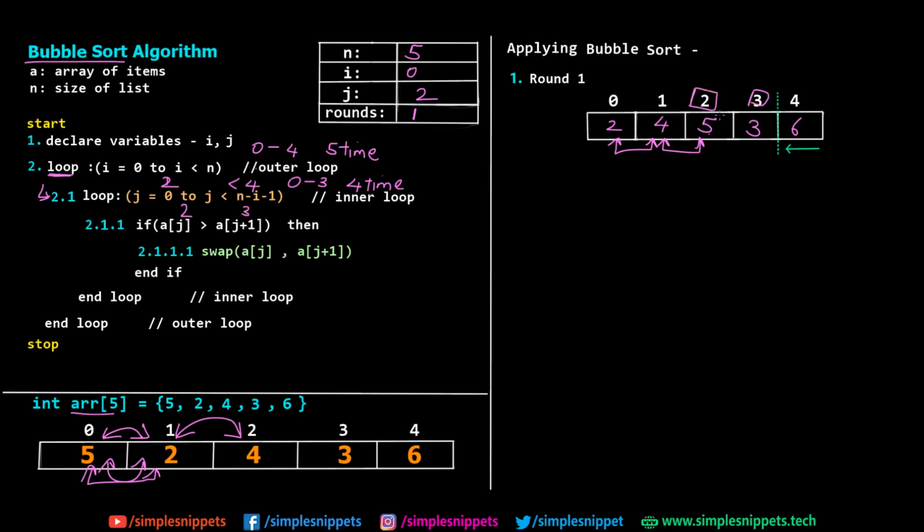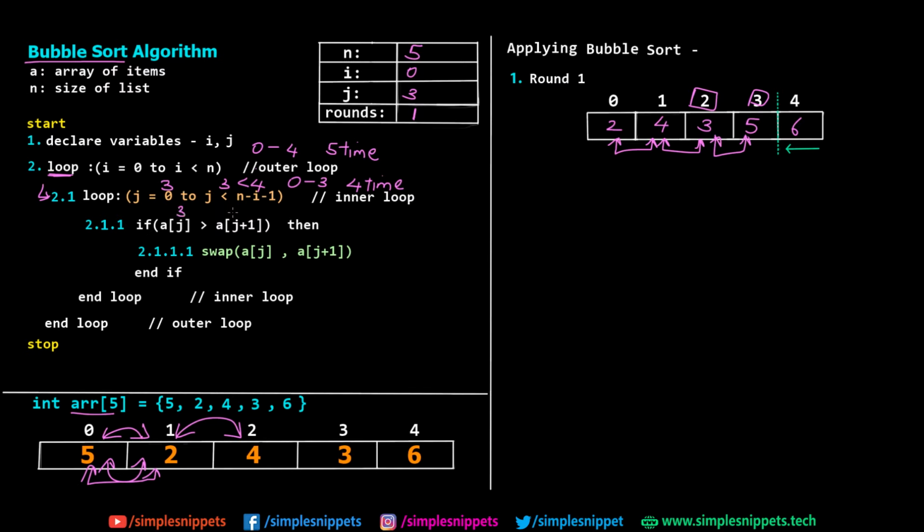So 5 is compared with 3. Is 5 greater than 3? Yes. So again swapping is required. So 3 comes over here, 5 comes over here. Again end if, end loop, again coming at the start of the inner loop, j becomes 3. Is 3 less than 4? Yes. So we go inside this loop, again comparison is happening.